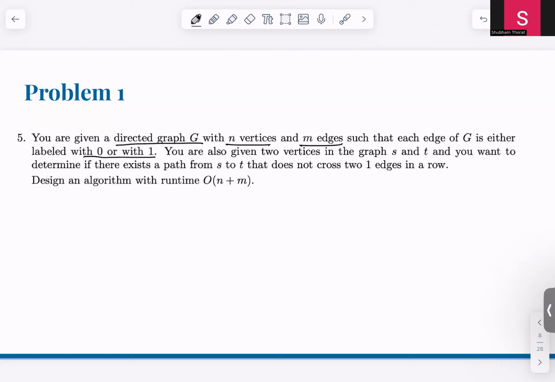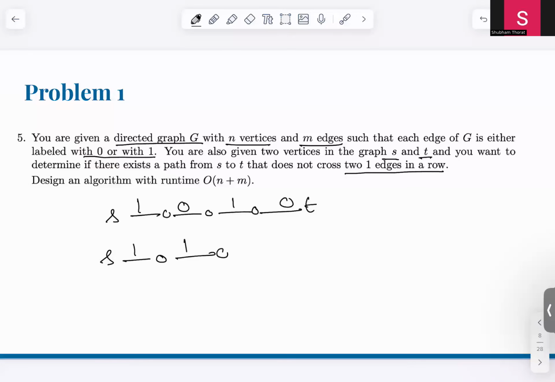You're also given two vertices S and T, and you want to determine if there exists a path from S to T such that no two one edges are there in a row. So something like this. If we have a path from S to T and these are the intermediate nodes, we can have something like this. But we cannot have something like this. The consecutive edges should not be 1. Is it clear?